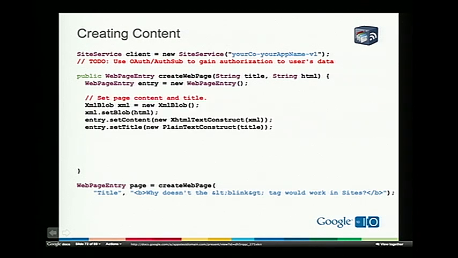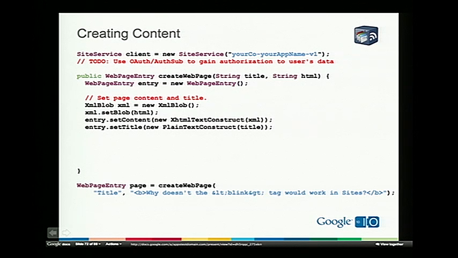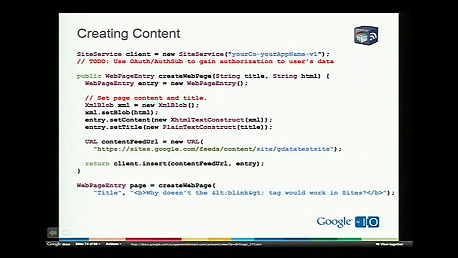The process for all these different types of pages and content is the same. We'll create a blank object, in this case a web page entry object, to store our data and create in Google Sites. We'll set an XML blob. We'll set the content and the title on the entry, the Atom entry. And then lastly, it's just a matter of calling the client insert method. This will create that post request and actually upload the entry to the content feed URI. And for this public site in my example, this is the content feed URI. So fairly straightforward.